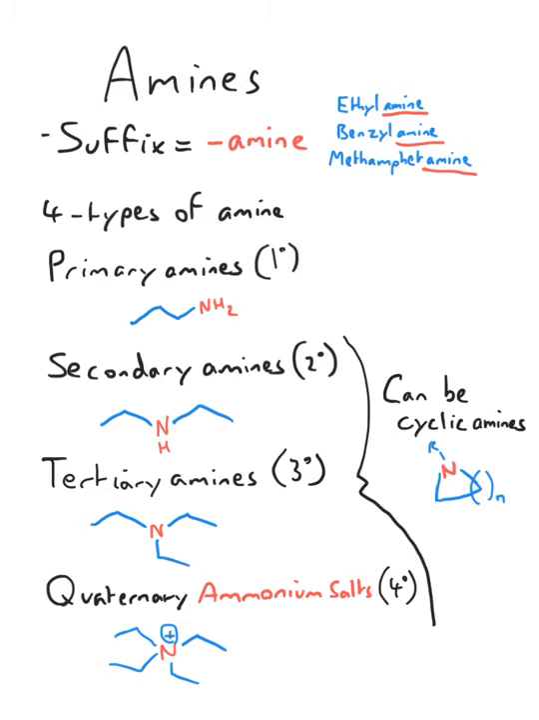Secondary and tertiary amines, as well as quaternary ammonium salts, can be cyclic amines if the nitrogen is inside a ring. But enough about the types. How do we name them?